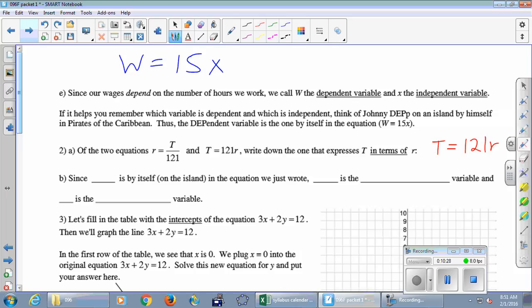And now we're going to figure out which one of these is the dependent variable. Which letter is by itself on the island? T. Which letter is the dependent variable? Dependent is the t, the one that's by itself. So since t is by itself on the island in the equation we just wrote, t is the dependent variable. And then by process of elimination, the other one must be the independent variable. So r is the independent variable.